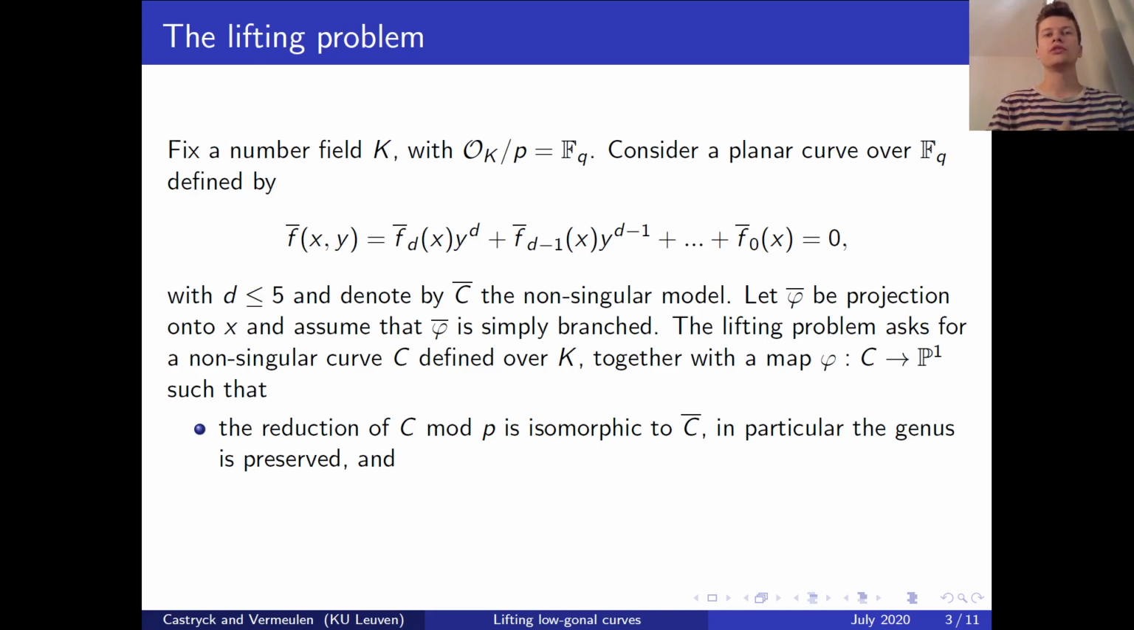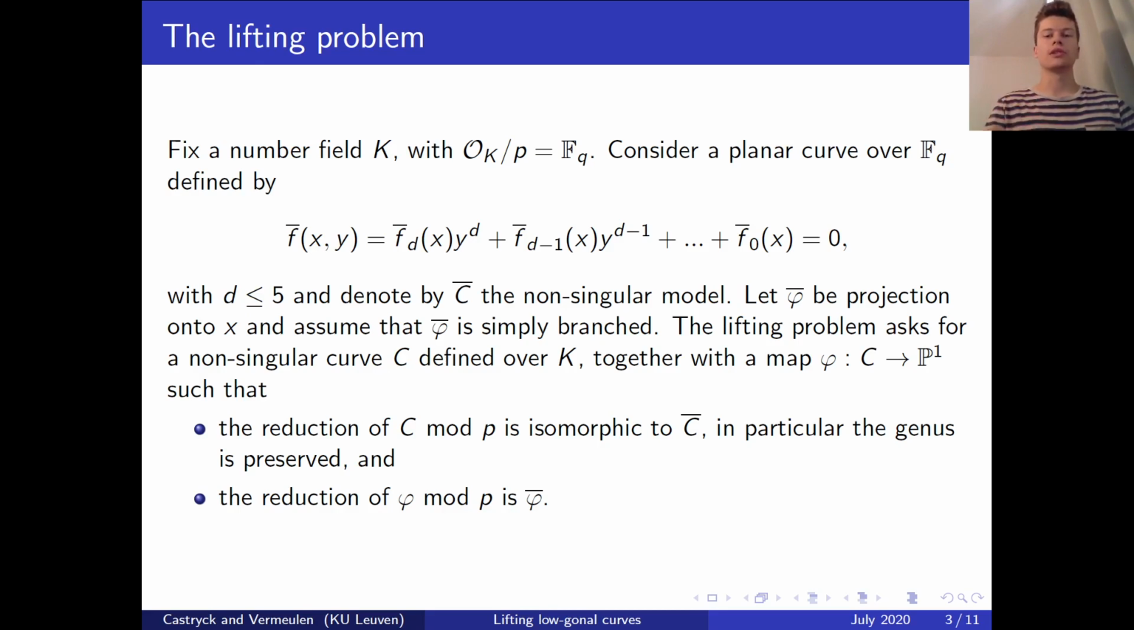If you don't want to preserve the genus, then lifting is very easy, because you can just take any polynomial over OK which reduces to this one mod P. But this will typically increase the genus, so that's not what we want. Secondly, we also want to lift this map phi bar, so that the reduction of phi mod p should be equal to phi bar. Basically the approach will be to find some model of the curve over Fq itself, which we can lift to characteristic 0 naively, and this will typically be a non-planar model.